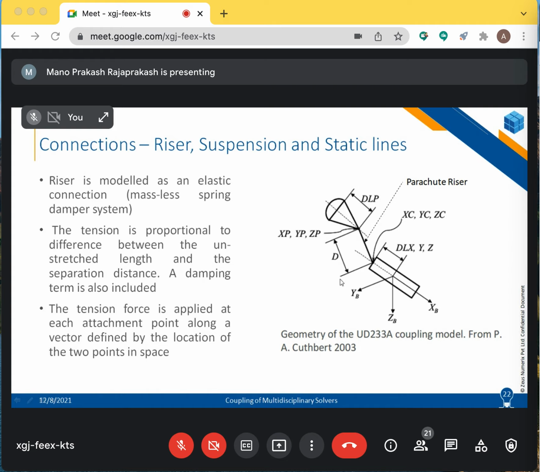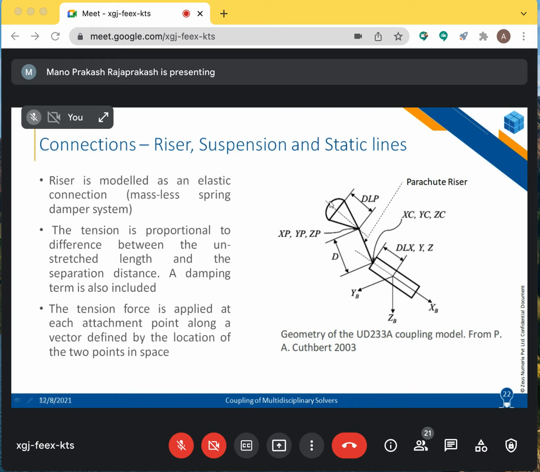So this is a very straightforward approach for the riser and suspension lines. Let me explain one more phenomenon, called a static line. The riser is the line which connects the payload and the parachute, and suspension lines are those which connect the canopy and the confluence point. Static lines are lines where one end is connected to the aircraft and the other end is connected to the canopy of the parachute.